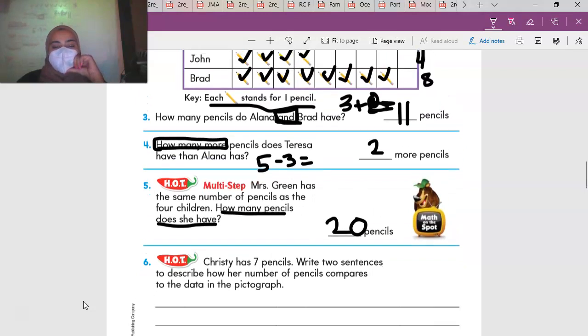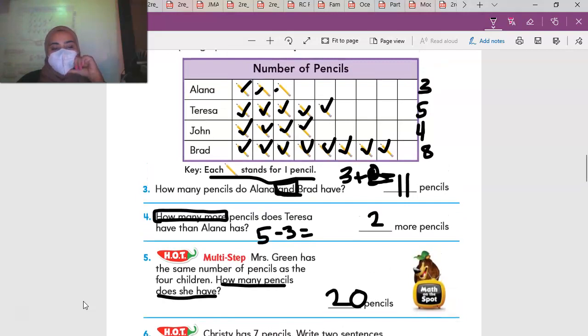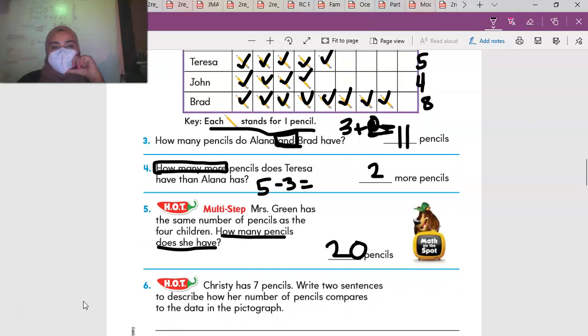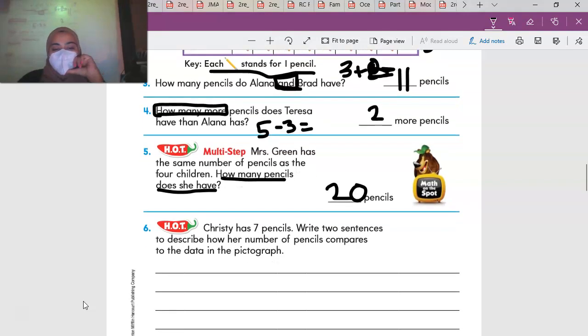What's another way we can compare it? It says write 2 sentences to compare. That's one sentence. What's another sentence to compare? Very good. Brad has 1 more pencil than Christy. That's another sentence you can write. Brad has 1 more pencil than Christy. That's another way.